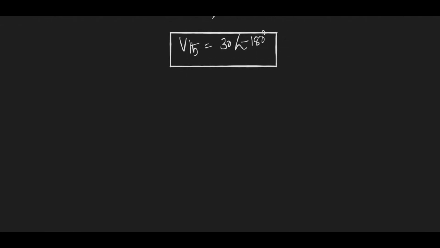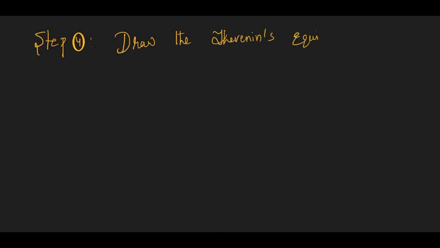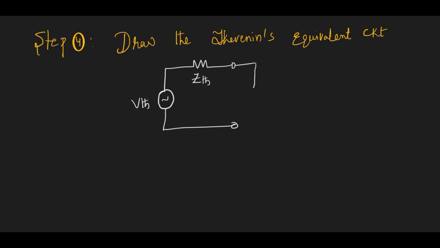Now we are going to take step 4. That is our problem: draw the Thevenin equivalent circuit. If we want to draw the Thevenin equivalent circuit, we know the statement. What is the statement? VTH in series with ZTH across the load impedance. So now we are going to draw the Thevenin equivalent circuit, that is VTH in series with ZTH across the load element, that is ZN.